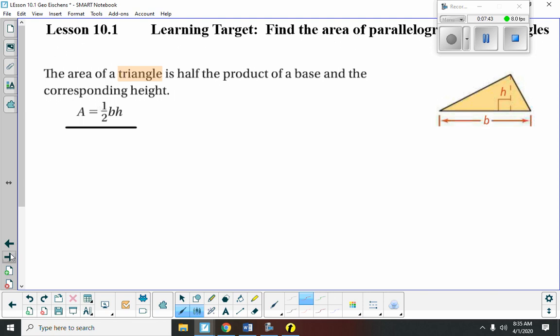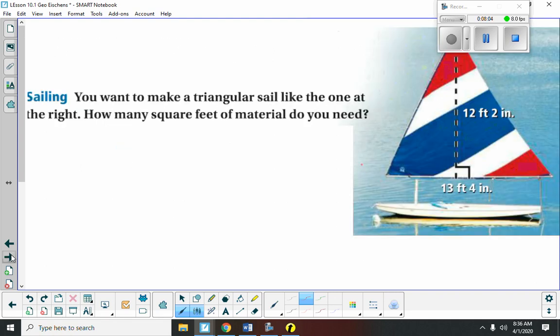So the area of a triangle is half the product of the base and the corresponding height. Remember, base and height are always perpendicular. So the area of a triangle is 1/2 times base times height, or you could write area equals base times height divided by 2. Either one works perfectly, same thing. Okay, you want to make a triangular sail like the one at the right. How many square feet of material do you need?